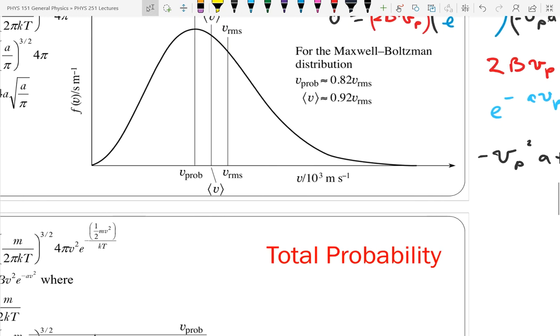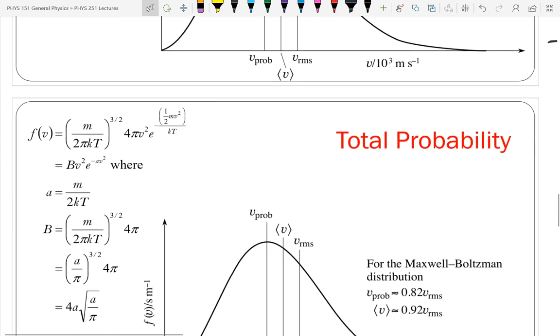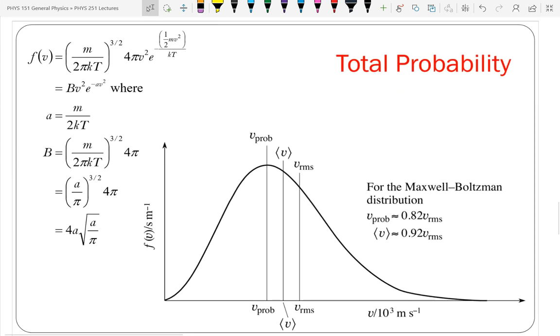Now, the total probability. The total probability is important. This is the probability distribution. So if I have one particle and I check what speed, what's the probability of this speed, what's the probability of this speed, and so on. If I add all of those up, probability for each speed, what should I get?